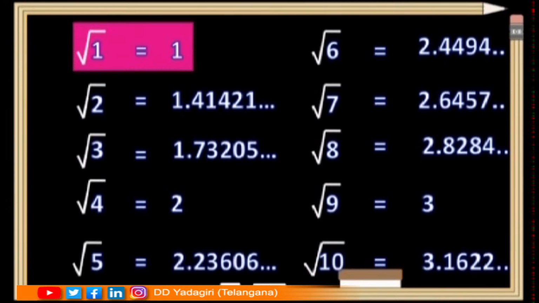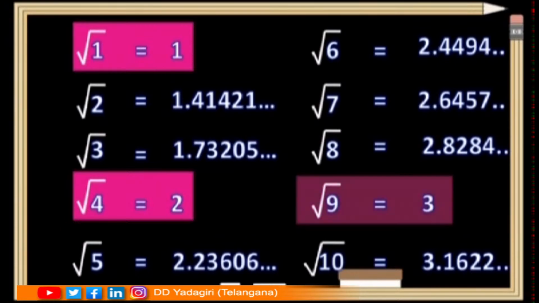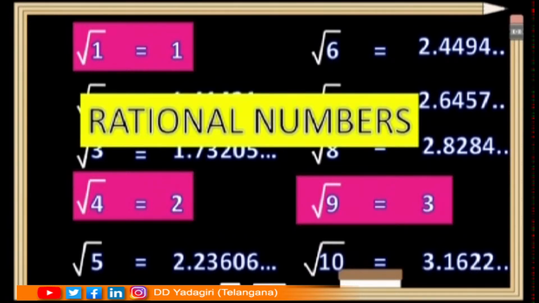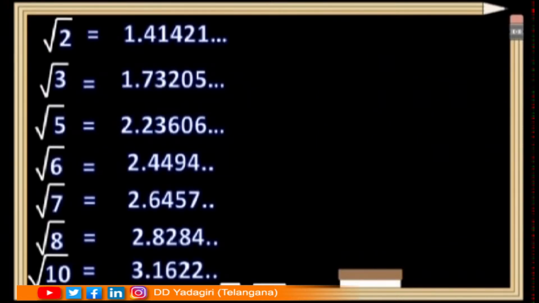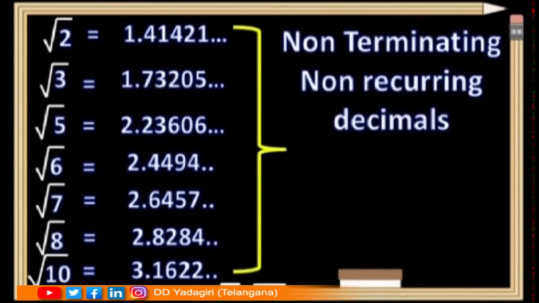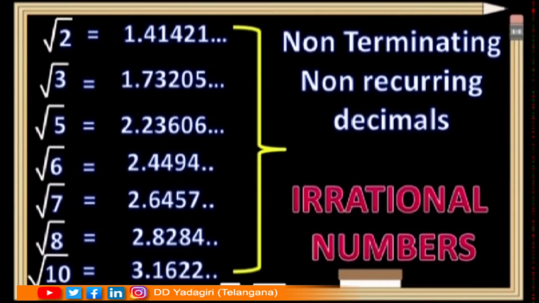Students, observe here: square root of 1 is 1, square root of 4 is 2, square root of 9 is 3. So the property is square root of perfect squares. Here 1, 4, 9 are perfect squares. So square roots of perfect squares are rational numbers. Now square roots of non-perfect squares can be represented as non-terminating non-recurring decimals. So these are called irrational numbers.